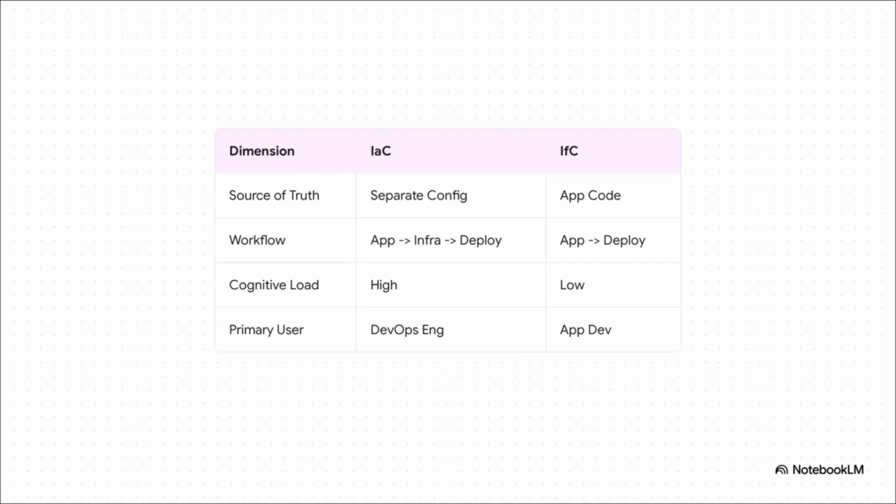This table really just lays it all out. With IaC, the source of truth is a separate config file. With IfC, it's the app code itself. The workflow shrinks from 3 steps down to just 2. But look at these last 2 rows, because this is what really matters. The cognitive load on the developer drops like a rock, and the primary user shifts from being a specialized DevOps engineer to being the application developer. This is all about empowerment.